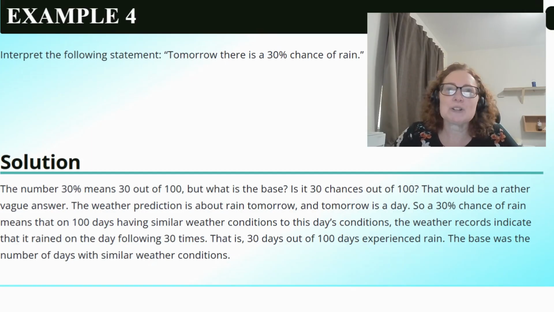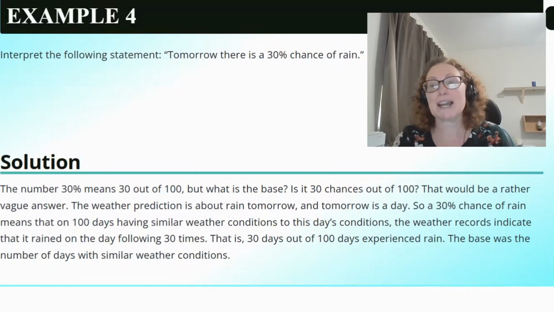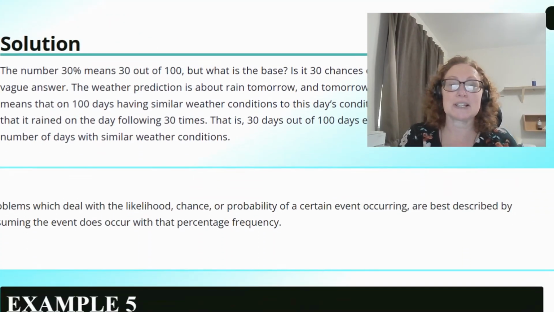Here's another one. Tomorrow there's a 30% chance of rain. What does that mean? 30% of what? So it's 30 out of 100, but 30 out of 100 what? Are we talking about rain tomorrow? A 30% chance of rain means that 100 days have similar weather conditions to today's and it rained 30 times. I don't know. So, looking at percentages is just an example of that.